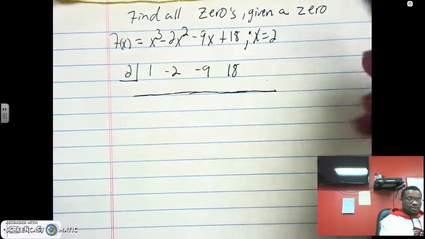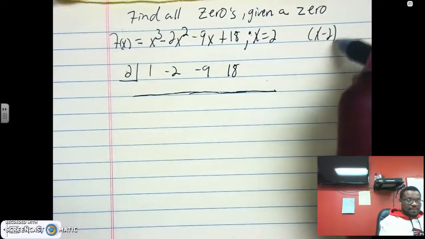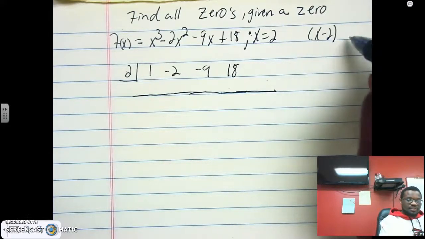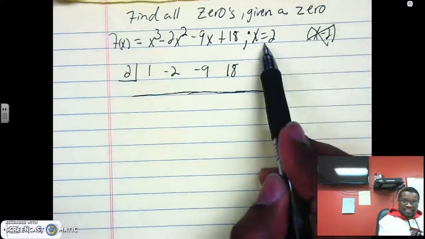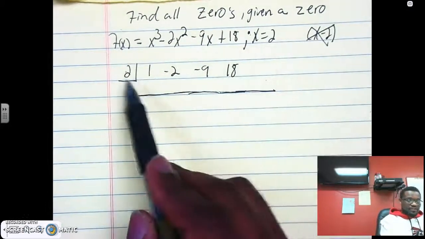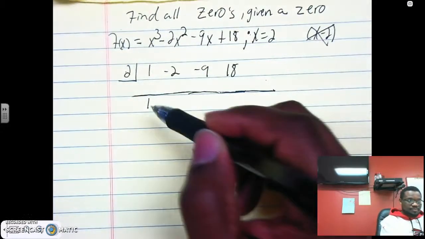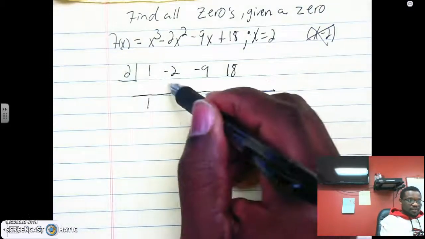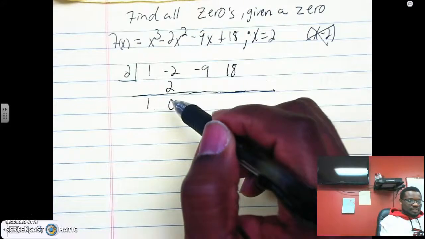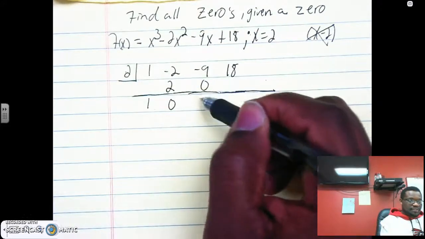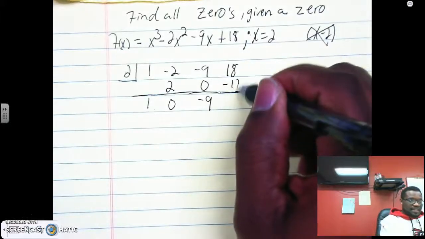It's x equals 2. Now, if they would have gave me the zero like this, then I would have set it equal to 0, and then I would have used x equals 2. But they didn't give me that. They gave me this, and so whenever it's given to you like that, you stick it straight into the box. Remember the process. You bring the first one down. Whatever's down here, you multiply by the box. So 1 times 2 is 2. That's 0. 0 times 2 is 0, -9. -9 times 2 is -18.